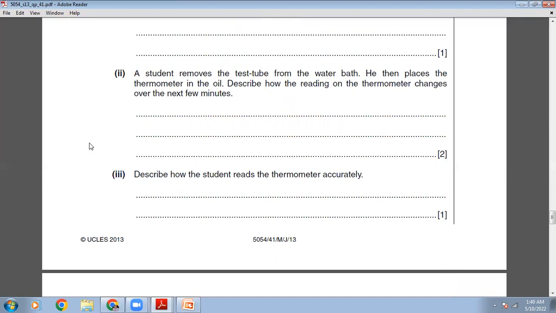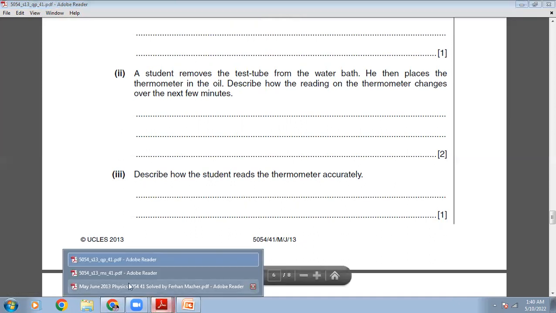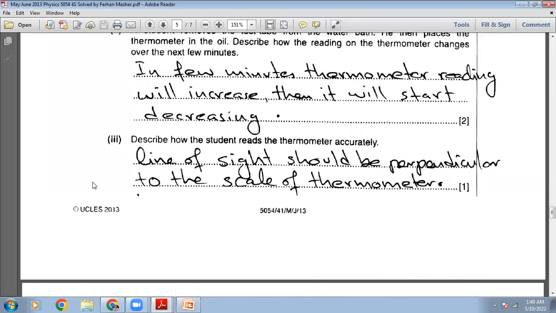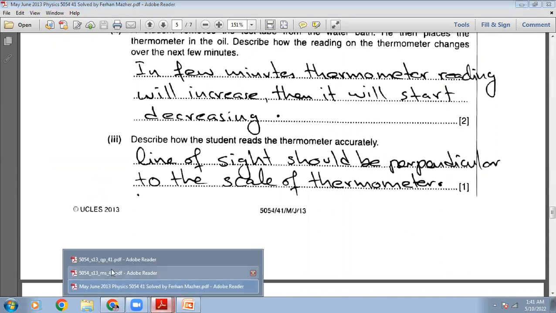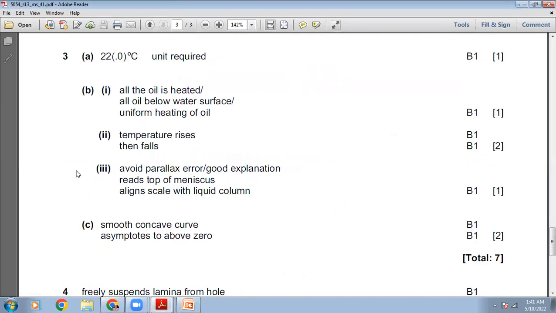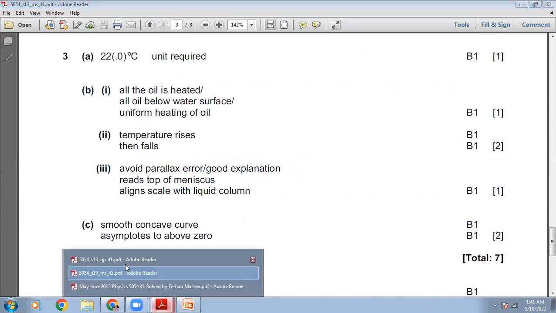So first of all, the reading of the thermometer will go up, and after attaining a certain highest temperature, it will start coming down because the oil will start cooling down. So the temperature on the thermometer will also start dropping. So in a few minutes, the thermometer reading will increase, then it will start decreasing. So let's see what the marking scheme says. Temperature rises, then falls. Okay, our answer is right.